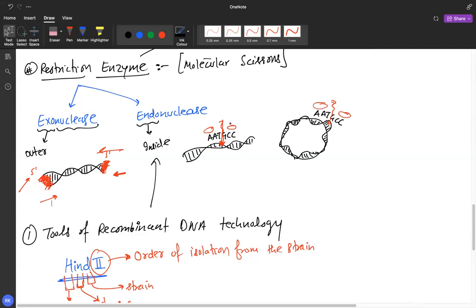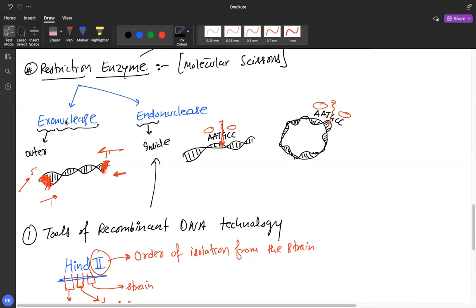So that's called endonuclease. Now, having known that there are exonucleases and endonucleases, exonucleases do not work on plasmid. Can anyone tell me why? Why will an exonuclease not work on a plasmid?